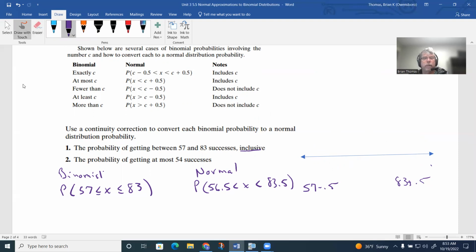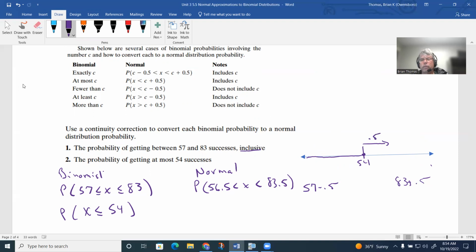So if I use my number line over here, the 54 would be here. At most means you can't go past 54, which means you have to be to the left. So as far as my binomial goes, that's going to be the probability of x less than or equal to 54. What I want to do, though, is include this interval in my normal, and to include this in my normal, you actually have to go to the right of the 54 to include the 54. So you have to add 0.5 to the 54.